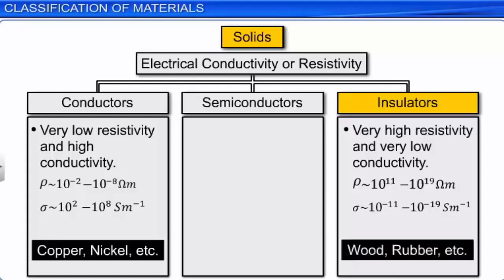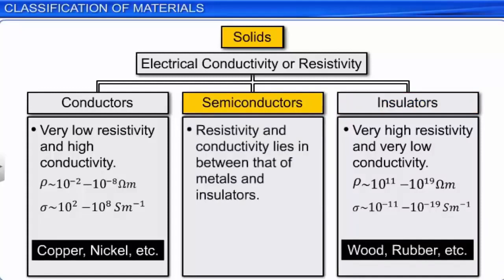Semiconductors have resistivity and conductivity which lie in between that of metals and insulators. Thus, they have lesser conductivity and higher resistivity than metals, and higher conductivity and lower resistivity than insulators. Their resistivity ranges between 10^-5 to 10^6 ohm meter. They possess conductivity in the range of 10^5 to 10^-6 Siemens per meter. Some examples of semiconductors are silicon and germanium.